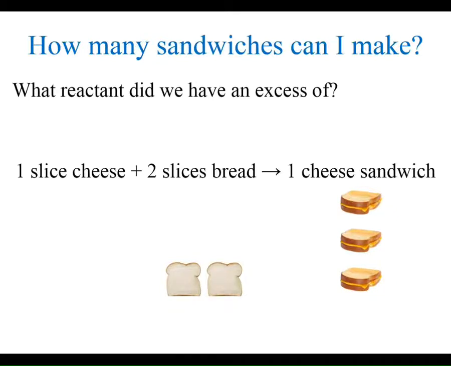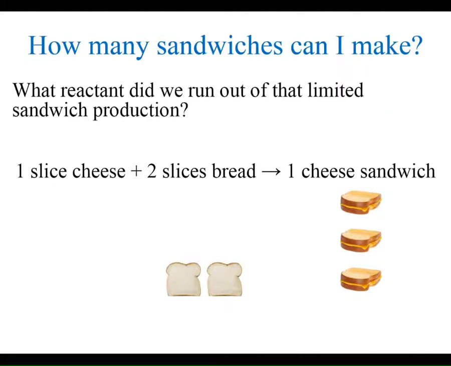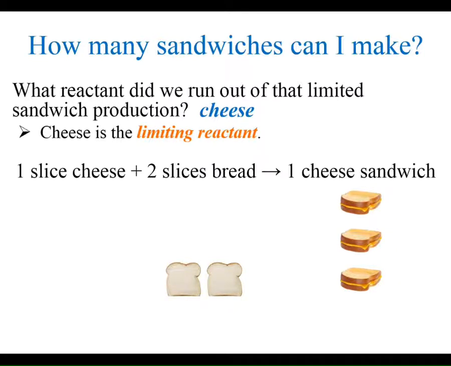So which of those 2 reactants, cheese and bread, did we have an excess of? Did we have more than we needed? Bread, yes, we had extra bread. So bread, the reactant we had more than we needed of, is called the excess reactant. Which reactant then did we run out of, that limited us to only making 3 sandwiches? Cheese, right? So cheese is called the limiting reactant.